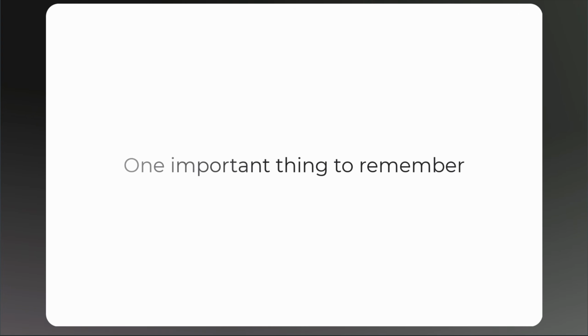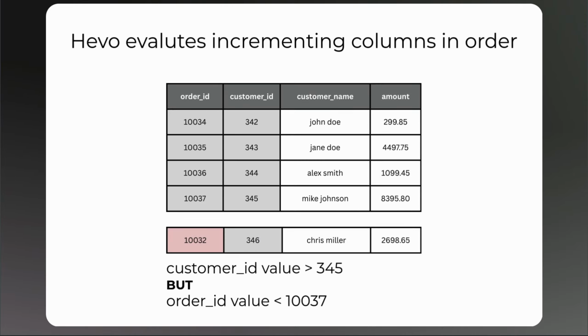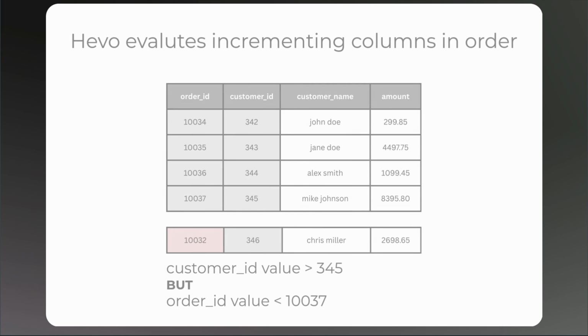One important thing to remember: Hevo evaluates incrementing columns in order. If a new record has a lower value in the first incrementing column than what Hevo has already processed, that record is not ingested, even if the next column has a higher value. That's why choosing the right incrementing column is critical.